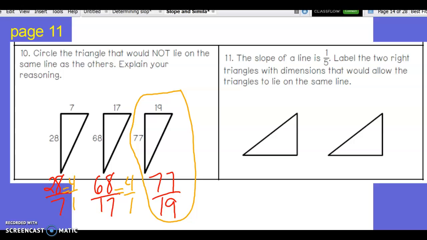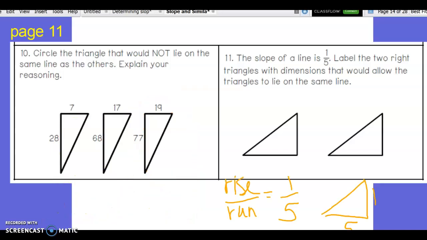Let's check your work to number 10. The first triangle has a slope of 28 over 7. Again, rise over run. The next triangle was 68 over 17, and the final triangle was 77 over 19. The first two triangles simplify down to 4 over 1, so they have slopes that are equal. The last triangle would not lie on the same line because its slope was 77 over 19 and not equal to 4.